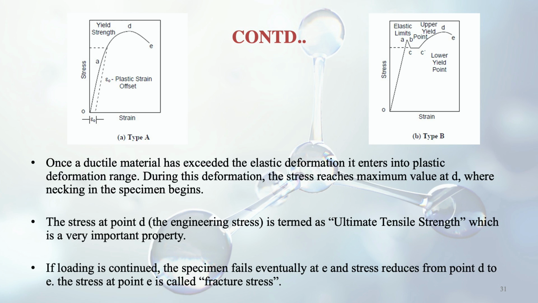The stress at point D, the engineering stress, is termed the ultimate tensile strength, which is a very important property, meaning the necking has happened and it has reached the ultimate stress, the stress which it can bear. That is the maximum level of stress which that particular material can bear. This is the understanding of the ultimate tensile strength. But still it has not broken. Now the stress will come down.